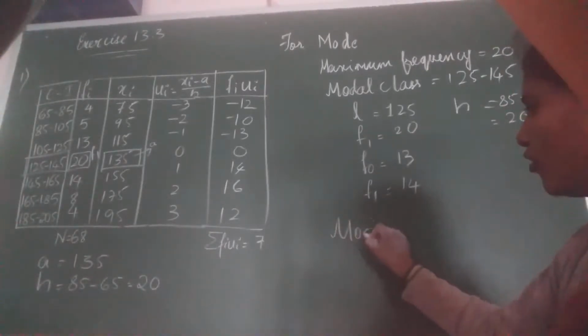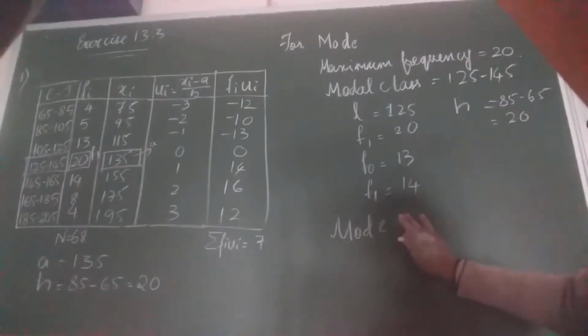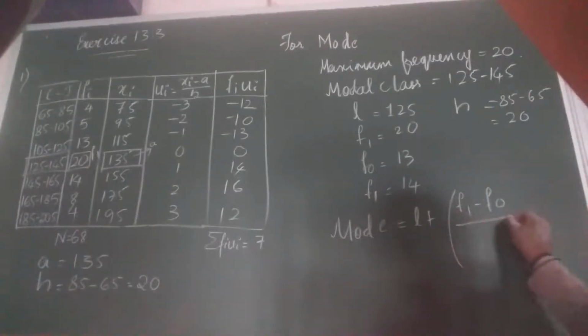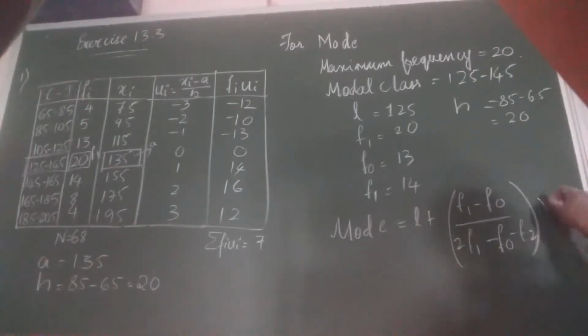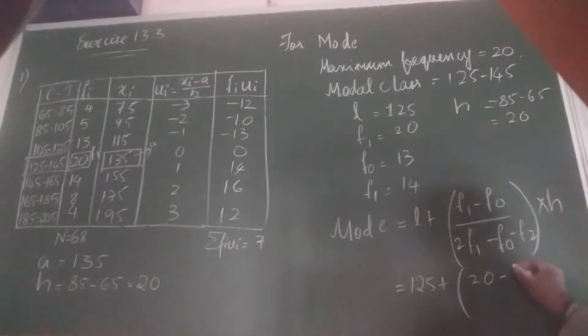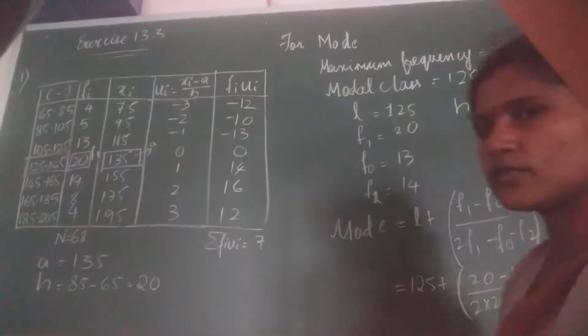So now go for the formula. Mode is equal to L plus (F1 minus F0) divided by (2F1 minus F0 minus F2), into h. So it is nothing but L is how much? 125 plus F1 is 20 minus F0 is 13, divided by 2 into 20 minus F0 is 13 minus F2 is 14. Okay. Into what is the class size? 20. Clear?